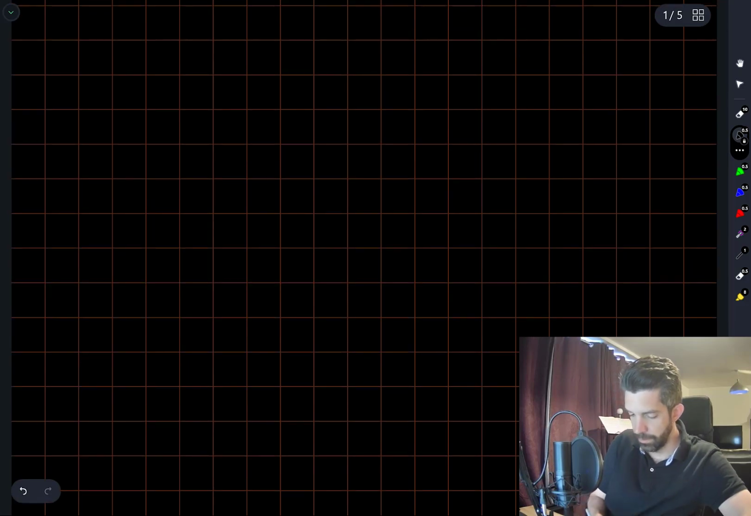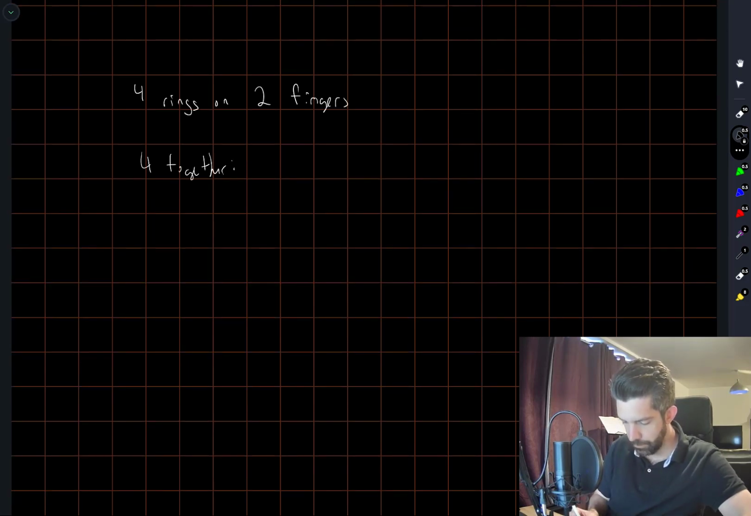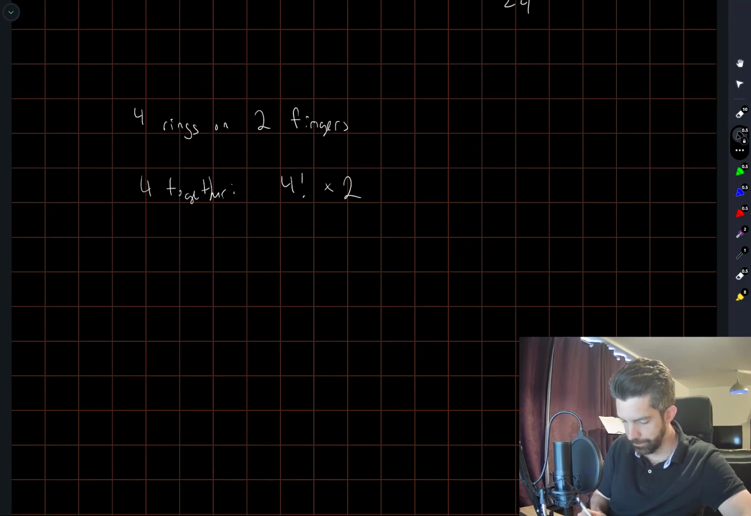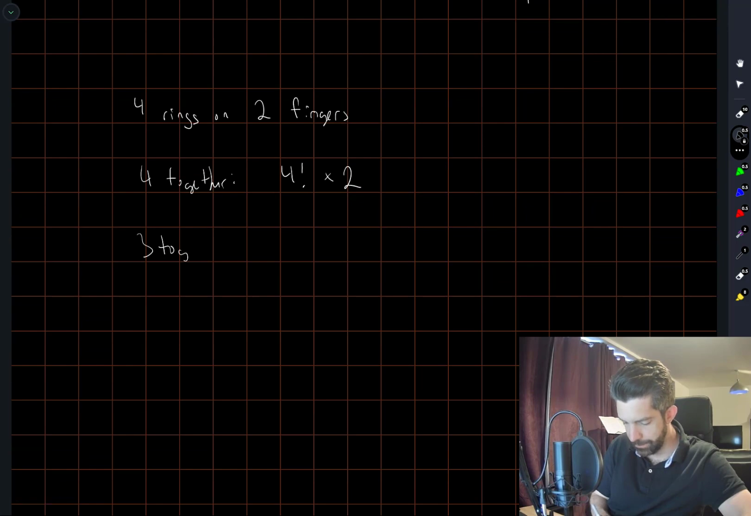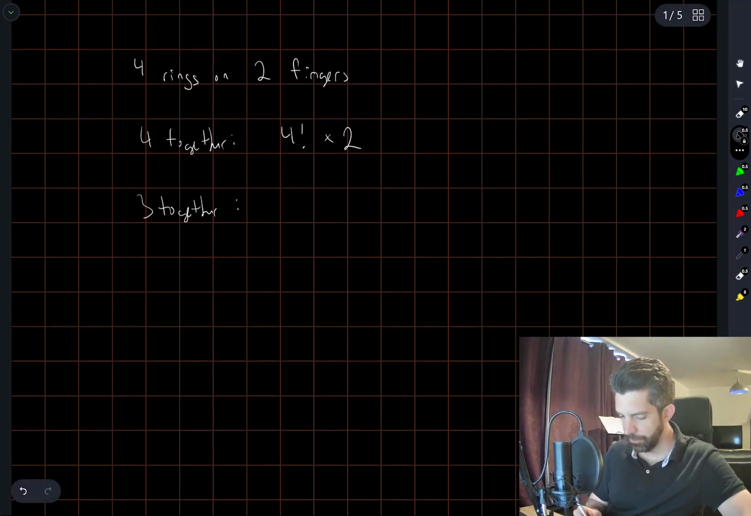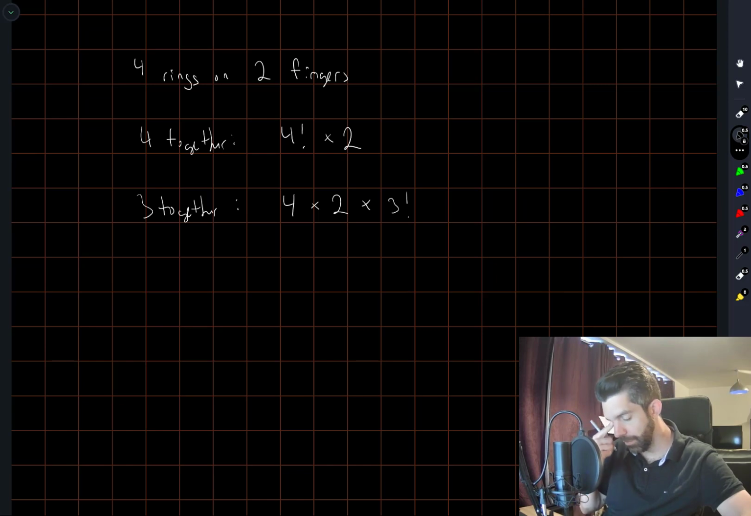What if we go 4 rings on 2 fingers? So all 4 together is 4 factorial times 2. What if we have 3 together? 3 together gives us 4, because there are 4 rings which could be the lone ring, multiplied by 2, because there are 2 fingers which could have the lone ring. And then 3 factorial for the number of arrangements of the cluster. I notice again that these numbers are the same. So 4 factorial is 24, times 2 is 48. This number here is also 48.